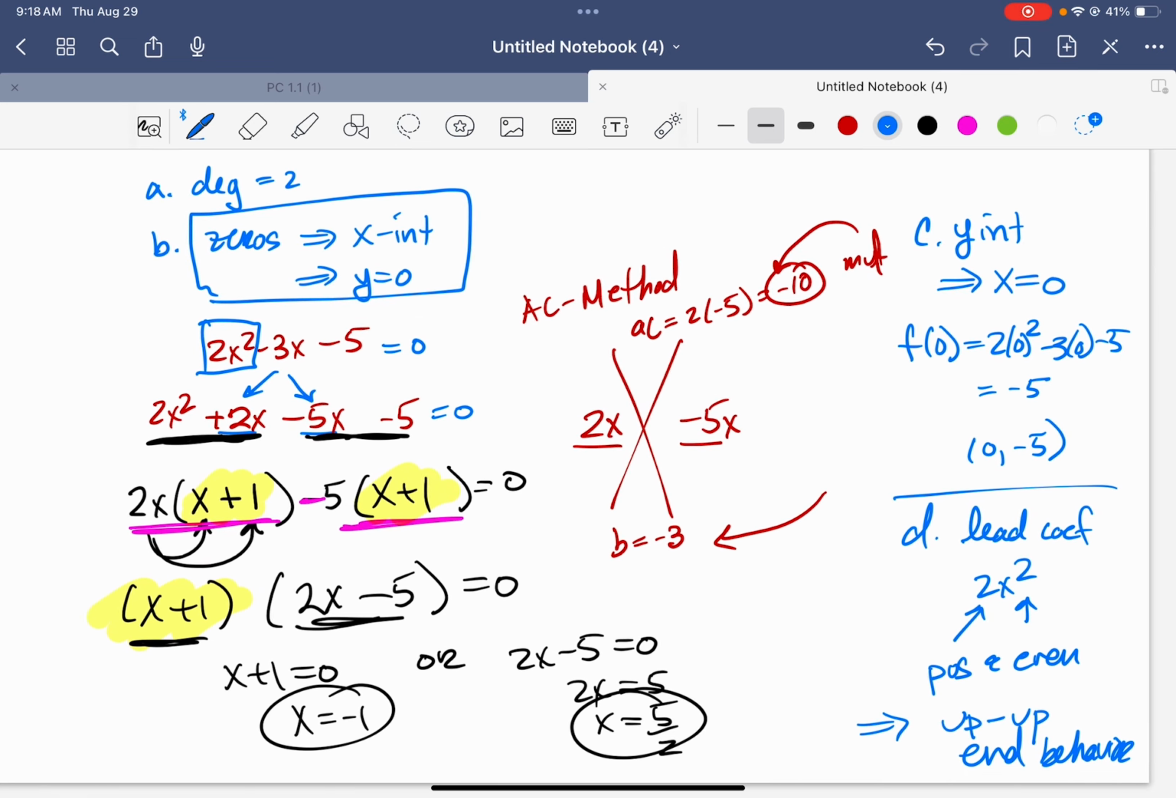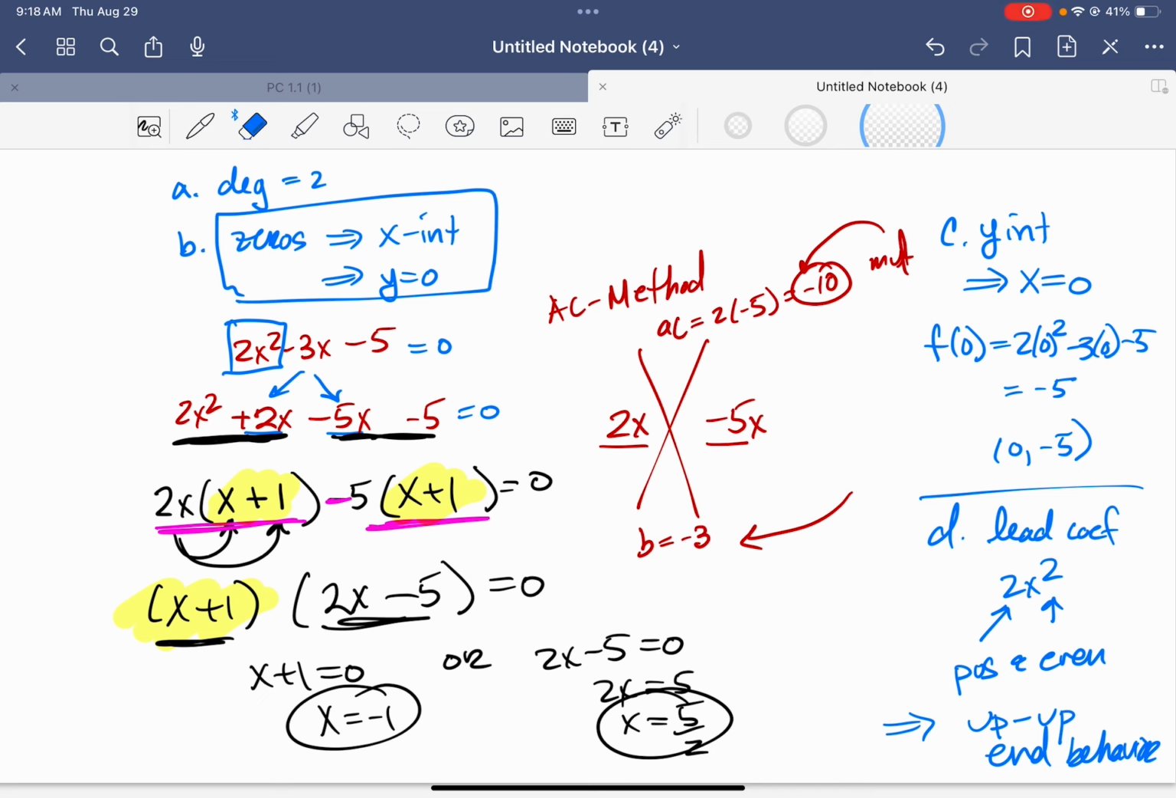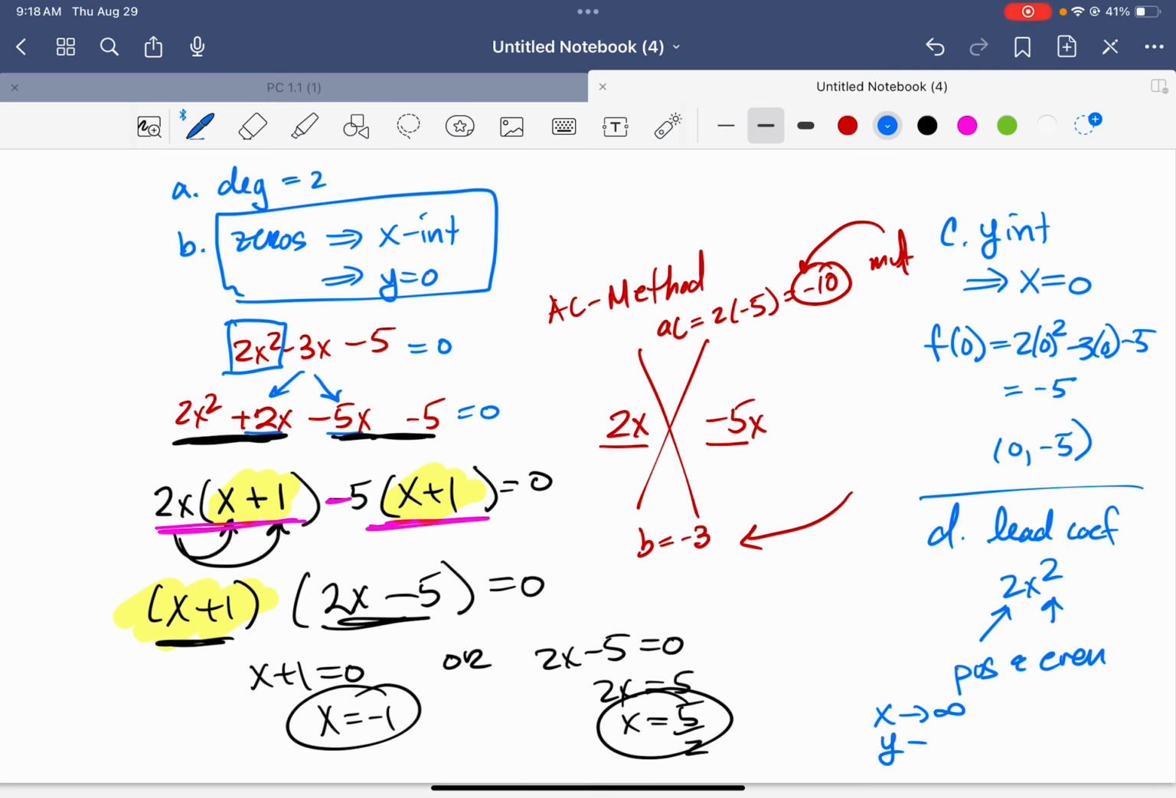And so the way that we now will write that in pre-calculus terms, up, up, just means that as x goes to positive infinity, y goes to positive infinity. And as x goes to negative infinity, y goes to positive infinity. It goes up on the left and up on the right. That's what we mean by up, up.